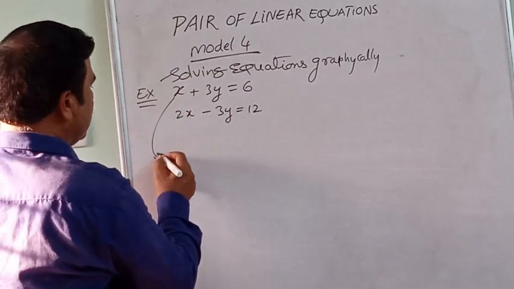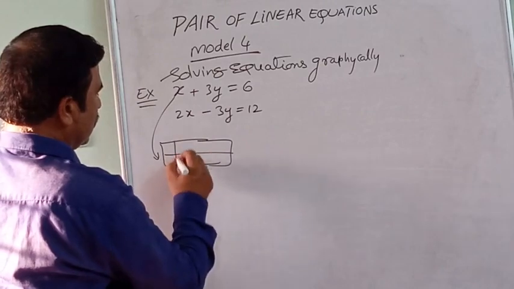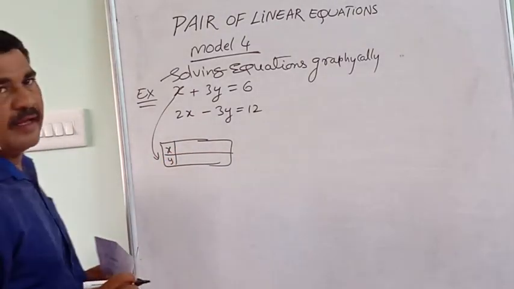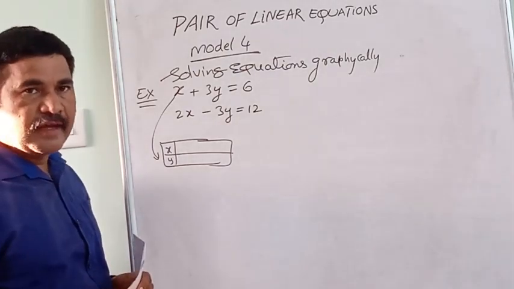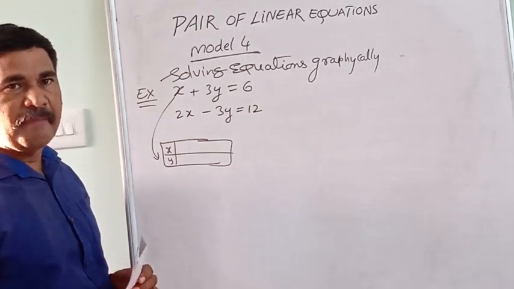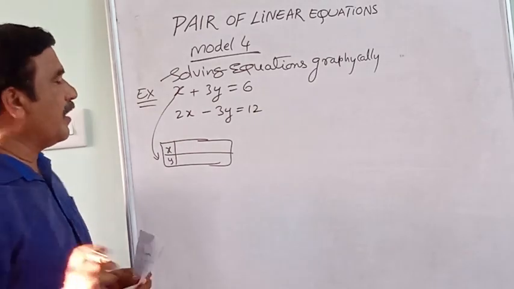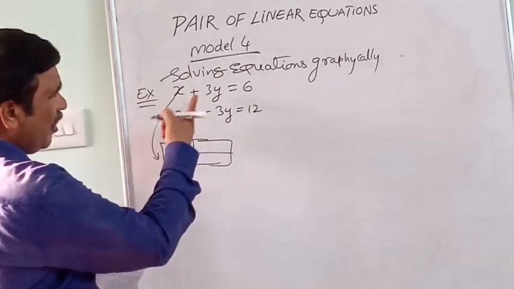For the first equation, take points x, y. Main points: x is 0, take 1 point. y is 0, take another point. Very important. x 0, 1 point. y 0, 1 point. First, x 0 in the first equation. How much?